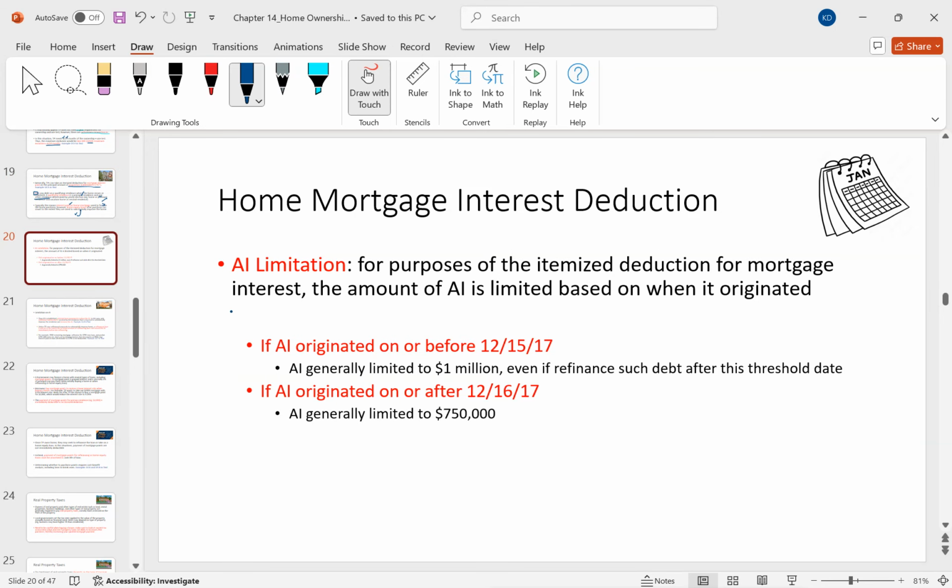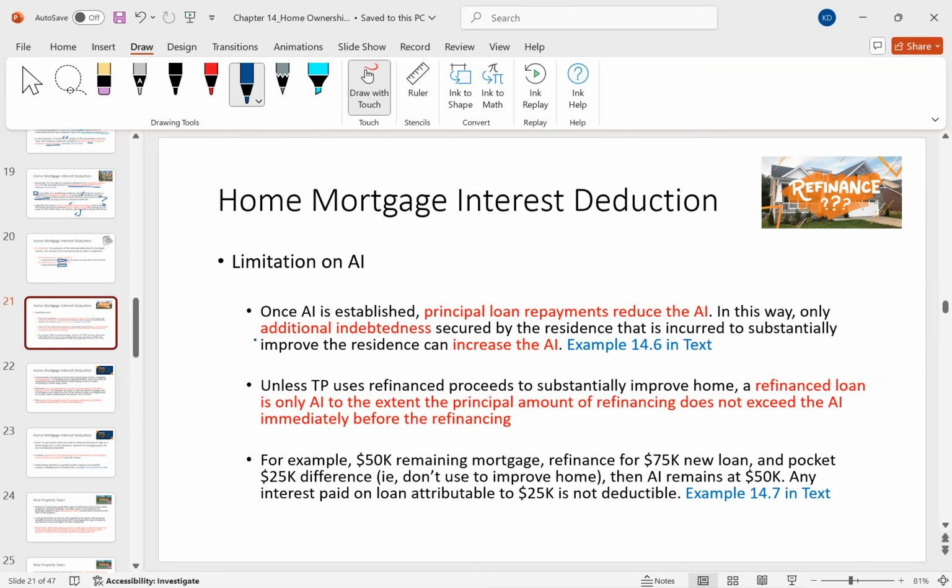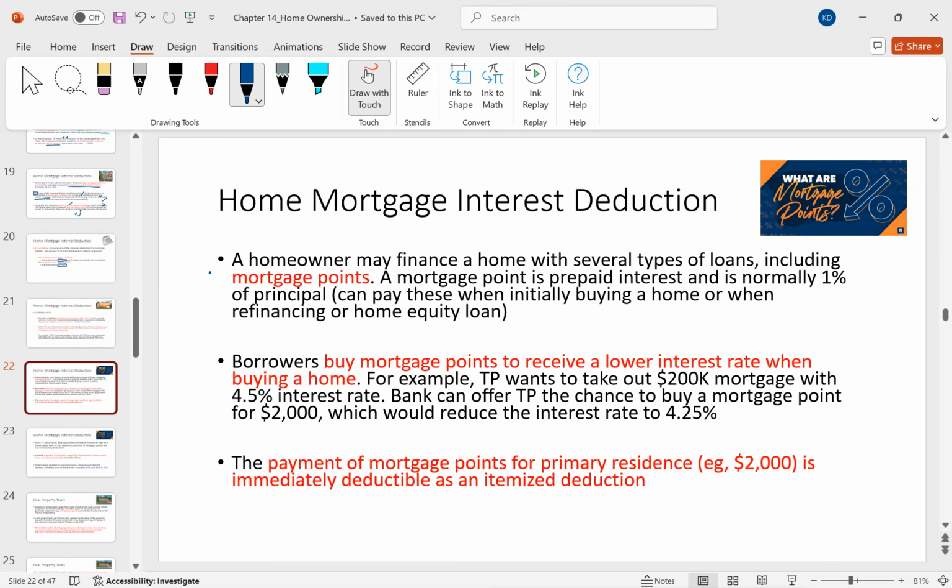Now, one of the things here, right, is there is a cap on this: the amount of debt that generates the interest that you can take as the itemized deduction. Basically, if it's before the TCJA, you have up to $1 million in debt. If it's after the TCJA, it's $750,000 of debt. One of the things to be aware of, and you can look through this, is refinancing, where there are some specific rules, as well as mortgage points, which are essentially prepaid interest and are also deductible as an itemized deduction.